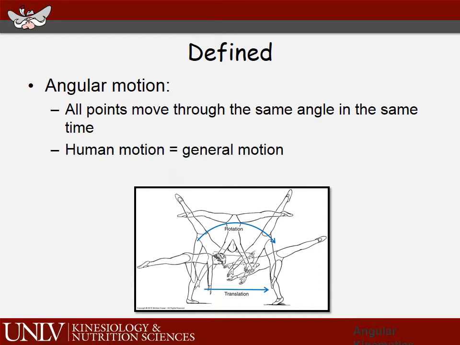Now, when we talk about human motion, it's going to be very similar to whatever this is, a cartwheel or round off or whatever you call that, but there's rotation of the system around the axis, where it's the hands on the ground. So the feet are going through a greater displacement, but they're going through the same angle as the head is. But you also have a translation from point A to point B of the whole system as a whole.